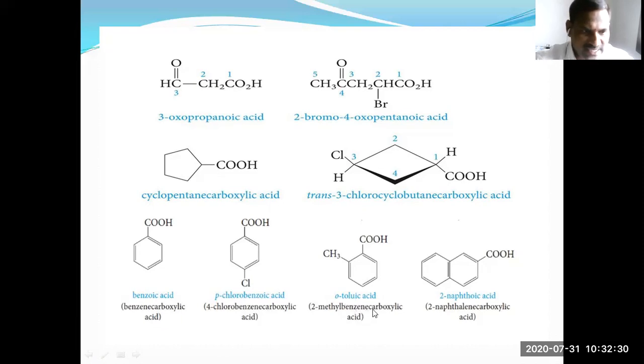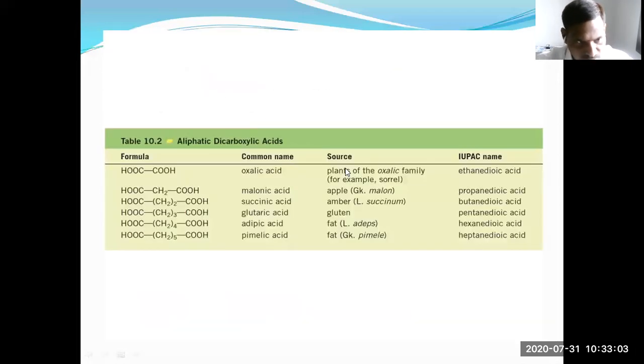Next, toluic acid, 2-methyl benzene carboxylic acid. This is the naphthalene ring attached with the carboxylic acid. This is the second position of naphthalene, 2-naphthoic acid or 2-naphthalene carboxylic acid. These are the carboxylic acid compounds.